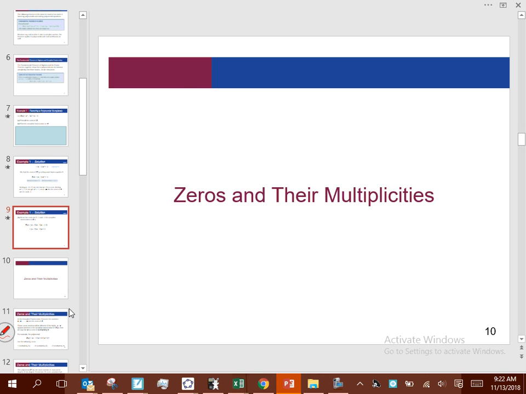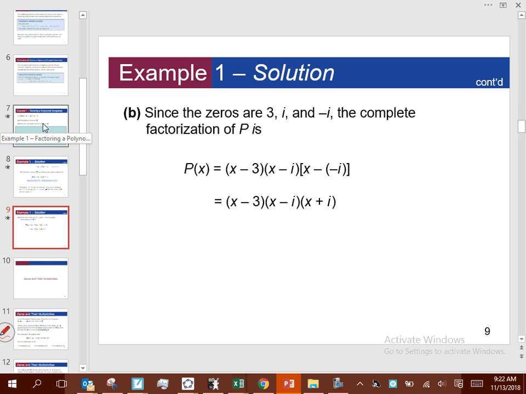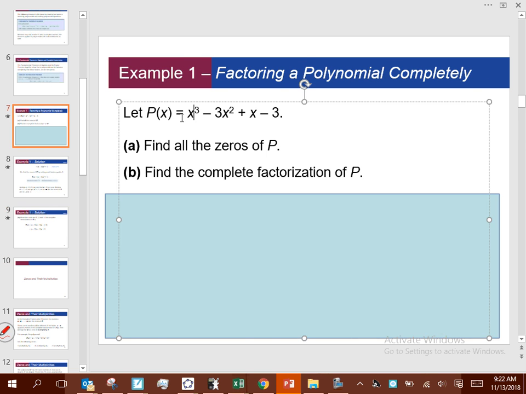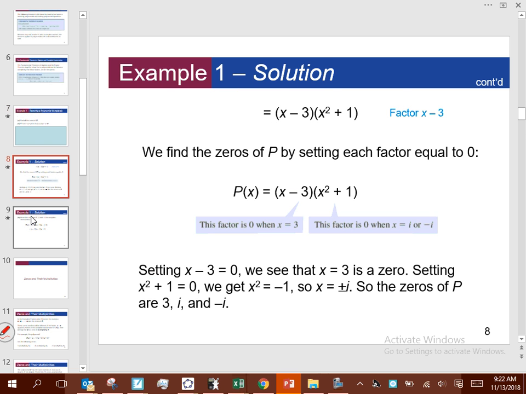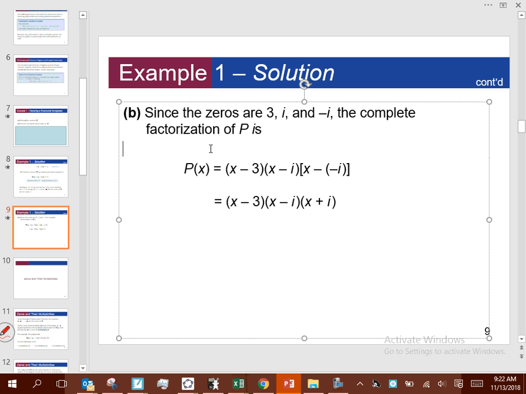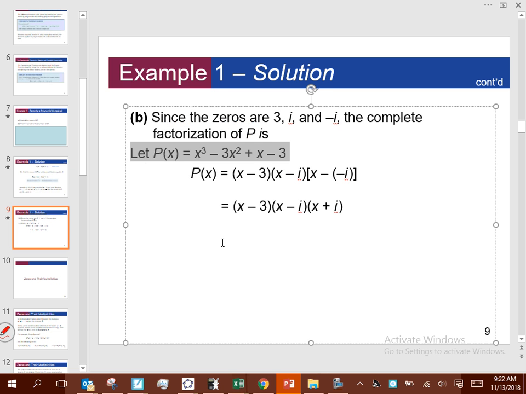All right, so we finished up yesterday taking that P of X right there, and we factor that. Now we factor it by grouping, all right?